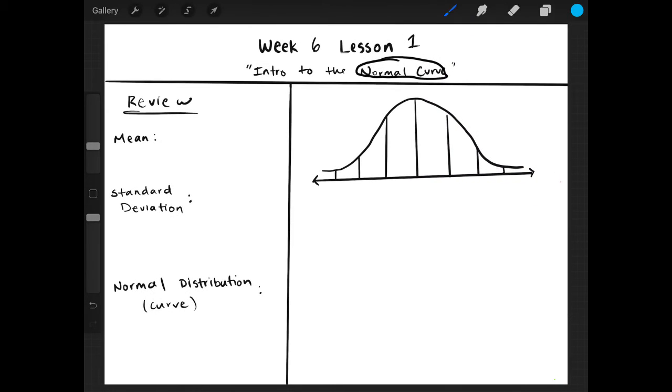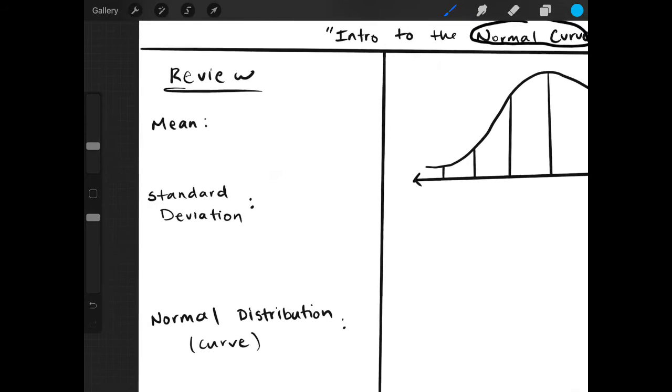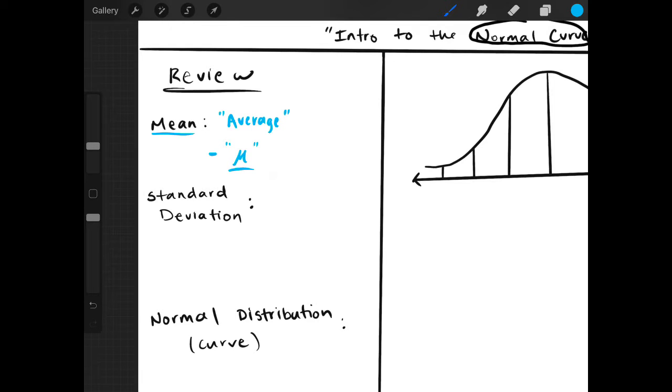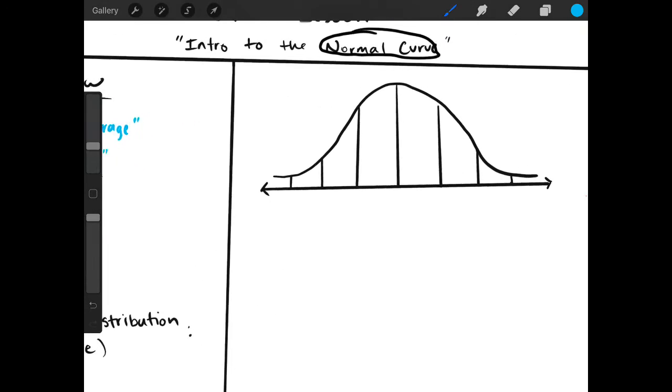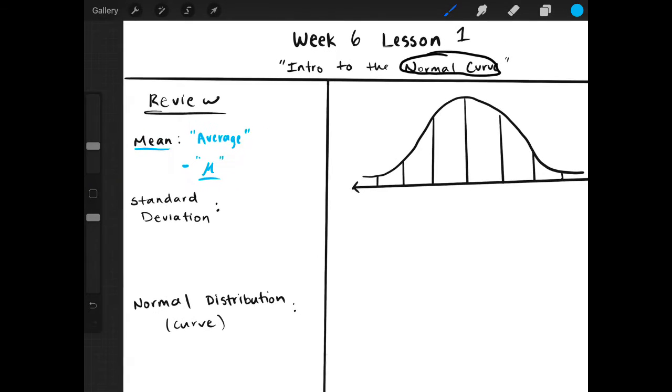The first thing I want to do, though, is a little bit of review here. Again, the mean, we're just going to leave it as average right now, because we're not going to have to actually go through and find the mean for these examples. Again, that Greek symbol that we're going to use is mu. So make sure you know that the mean, we're always going to represent it with mu. As I label our normal curve over here to the right, I'm going to be using that sign mu.